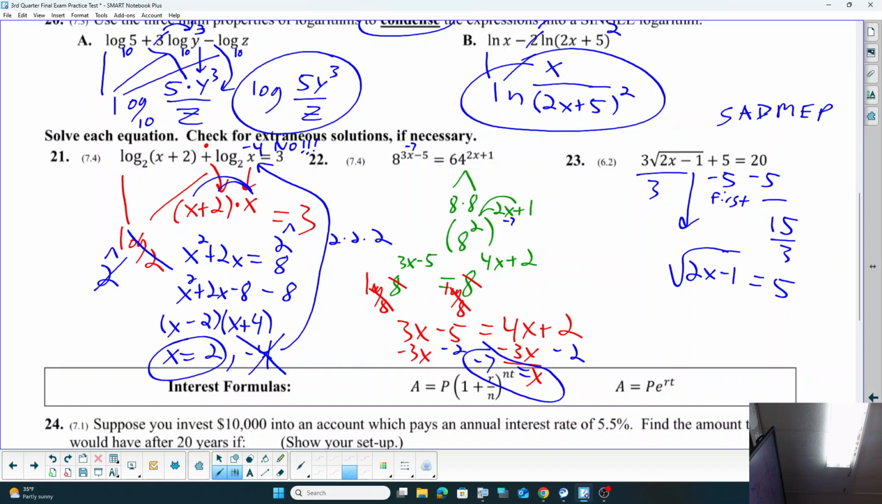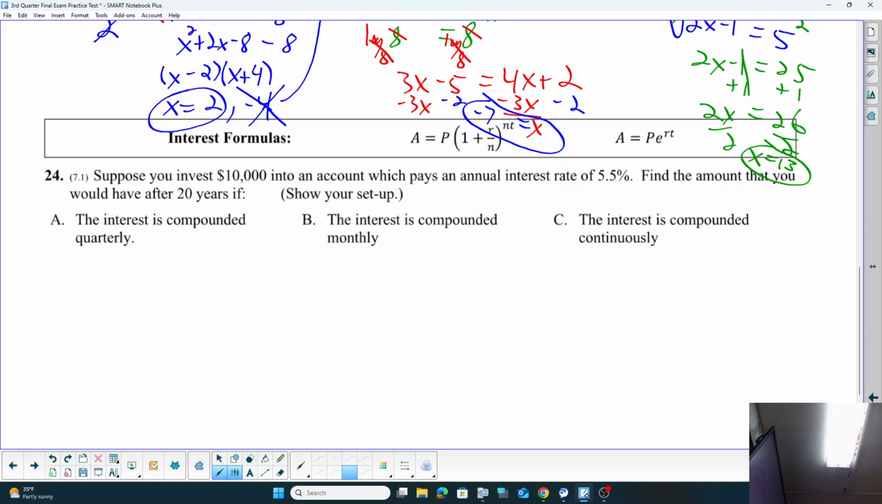Just doing a quick review just to check your answers. Power 2 both sides, we get 25. And then we add 1 to the other side, so we get 26. Bring down the 2x, divide by 2, we get 13. X equals 13 for number 23. Because 13 times 2 is 26. 26 minus 1 is 25. Square root of 25 is 5. That's 15 plus 5 is 20. It works. Cool.